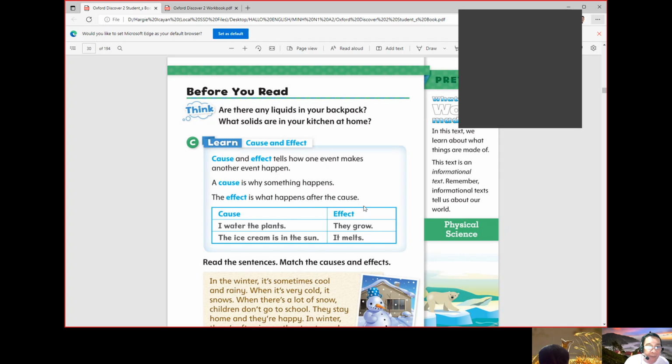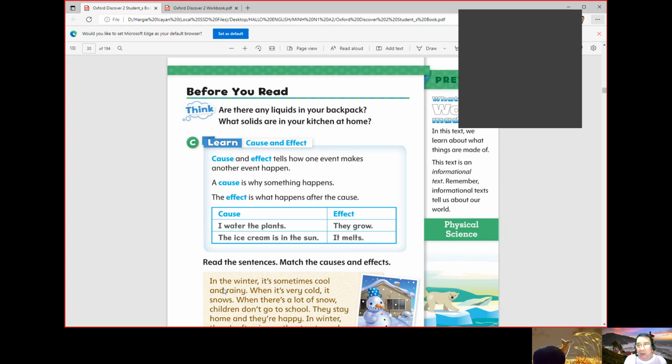Okay? Here is our example. Cause: I water the plants, and the effect would be they grow. Next, the ice cream is in the sun. So what's the effect, because the ice cream is in the sun? It melts. Very good.